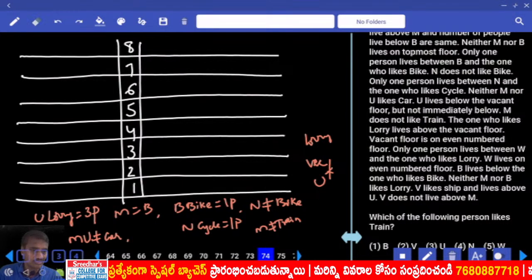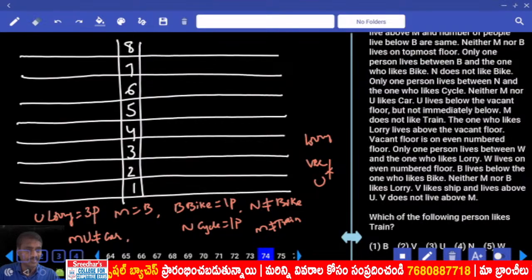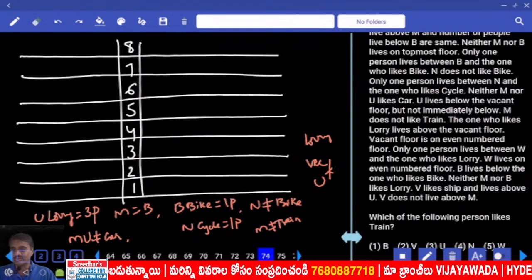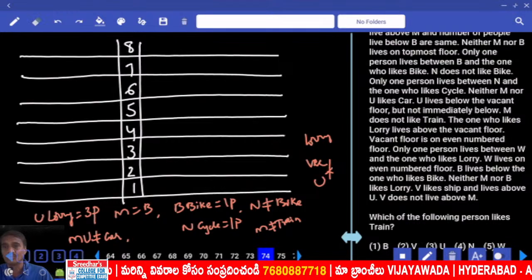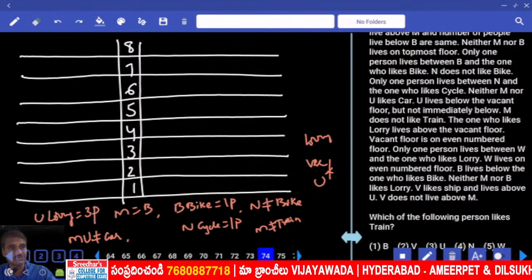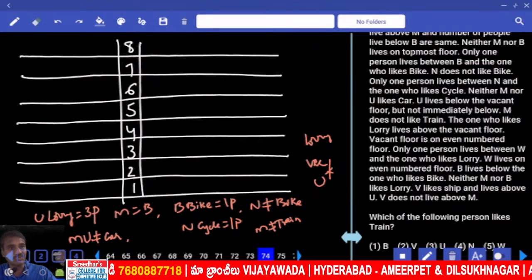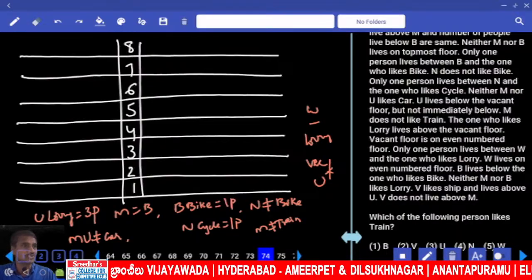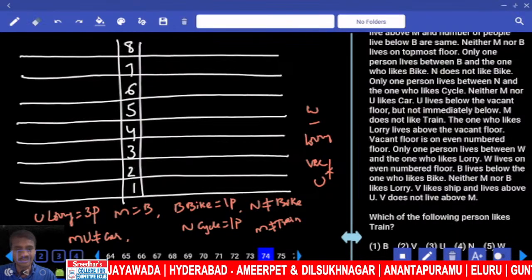The next one, only one person between W and lorry. Now W and lorry, how many persons were there? Only one person. Clear? Lorry is above this vacant. Hence W, let us take for example, W is above this lorry. Then vacant is not there, because vacant is below this lorry.